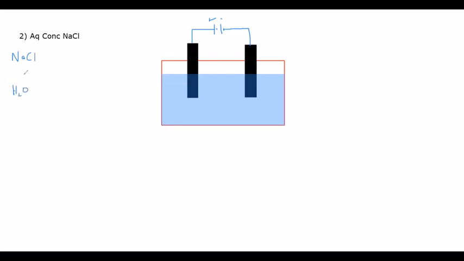But because it is concentrated, the term concentrated means more salt and less water. So the ions which are present in this: sodium ion and chloride ion, which are more, and hydrogen ion and hydroxide ion, which are less because it's a concentrated solution. So the ions present are sodium ion, hydrogen ion, chloride ion, and hydroxide ion. For positive ions, the criterion is we check the reactivity. The less reactive positive ion will move towards the cathode.